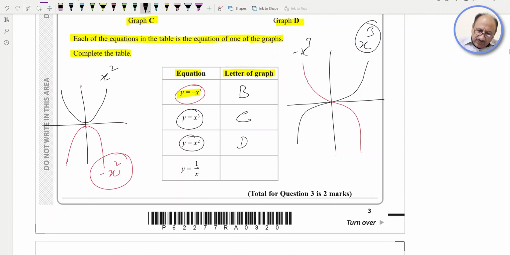So this one is the reciprocal graph, 1 over x, and reciprocal graphs are like we are having this section and this section, so in these two quadrants.